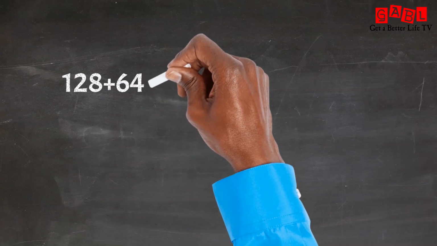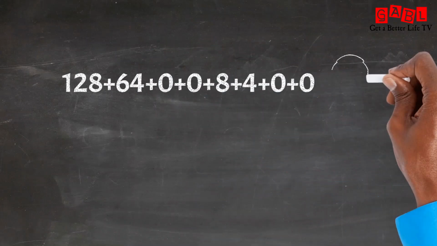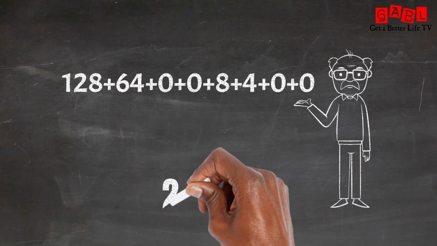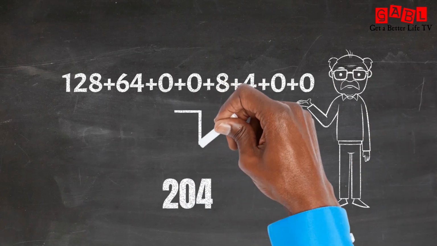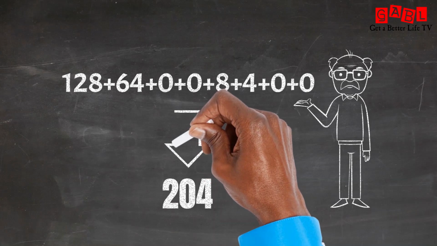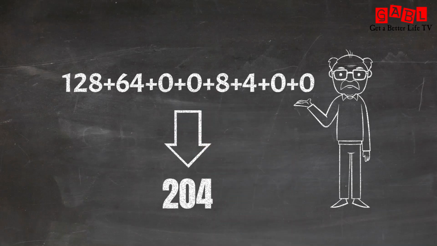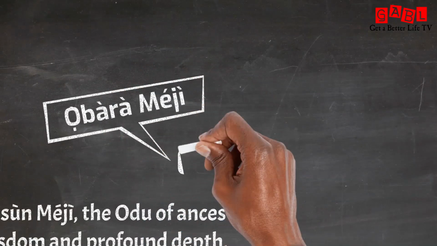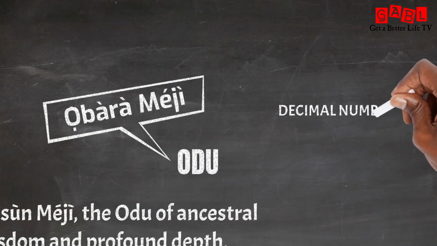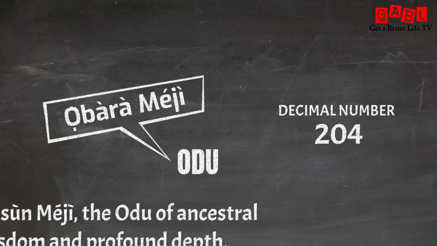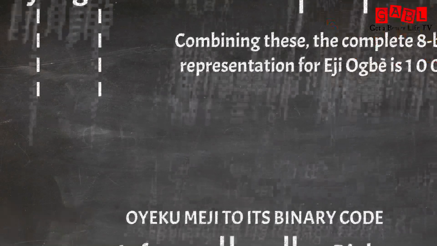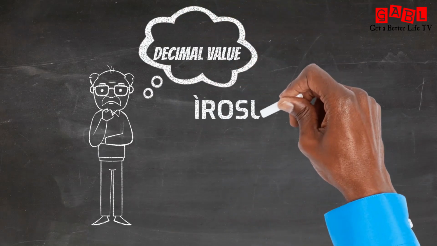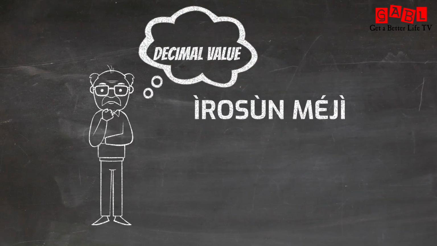This calculates to 128 plus 64 plus 0 plus 0 plus 8 plus 4 plus 0 plus 0, which sums up to 204. So, Obara Meji, the Odu of prosperity and the power of proclamation, corresponds to the decimal number 204. This is interesting. As you might have noticed, this is the same decimal value as Irosun Meji.